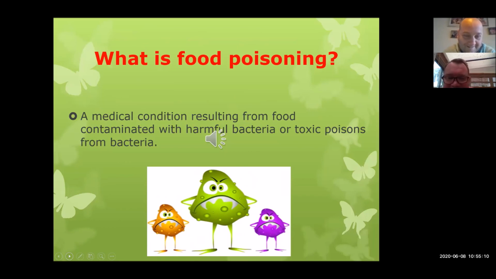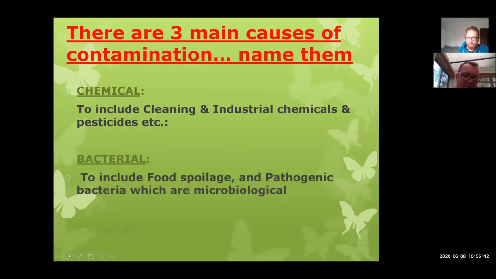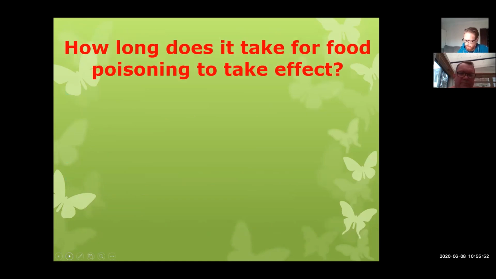What is food poisoning? It's a medical condition resulting from food contaminated with harmful bacteria or toxic poisons. I think there's about 4 slides to go. There are 3 main causes of contamination. Chemicals just came up. What would the other 2 be? Physical. Physical, good. What's the last one? Bacteria. Yes. Or sometimes it's called microbial, or microbiological even, sometimes it comes up in the questions.